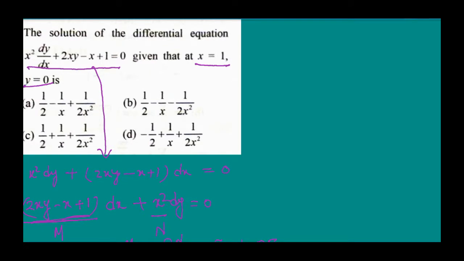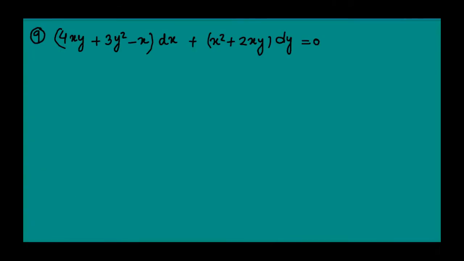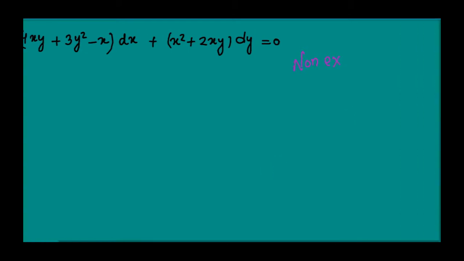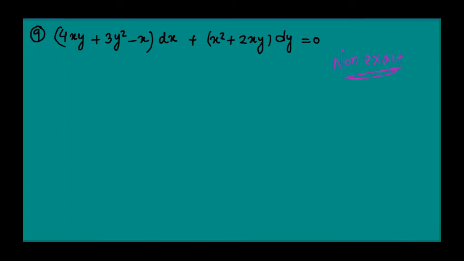So next, question number 9. This is the differential equation and we have to solve it. This is from non-exact. I have told you I will explain a question from each topic: exact, non-exact. How is it non-exact? We have to check it. This is M and this is N.